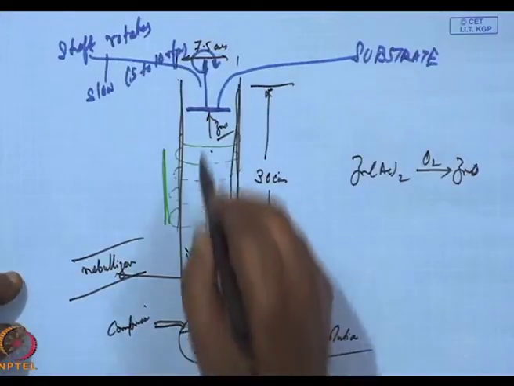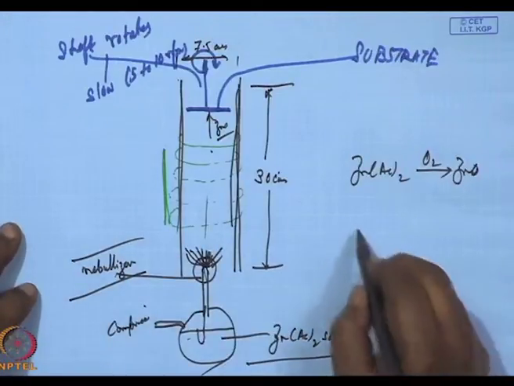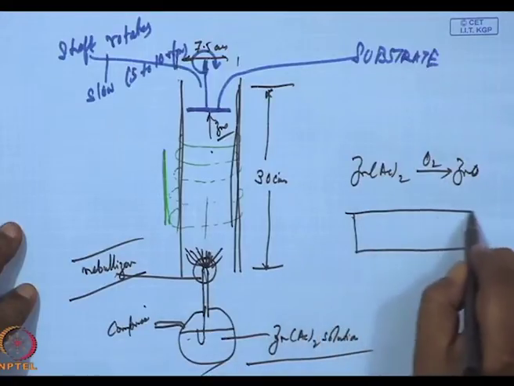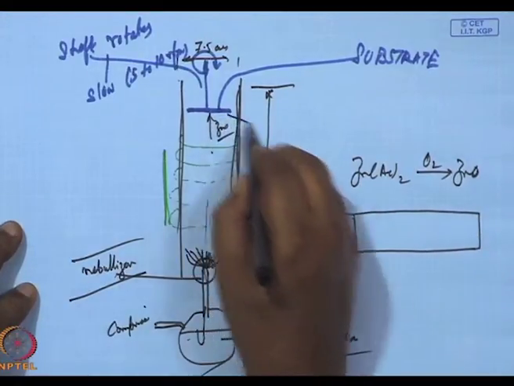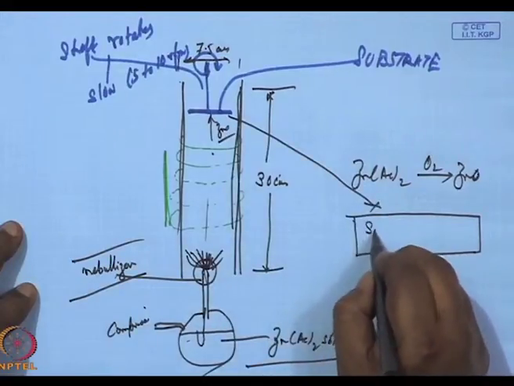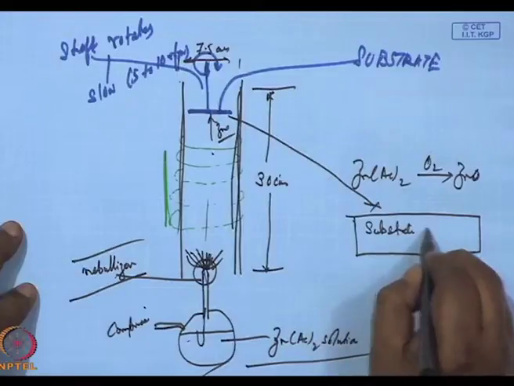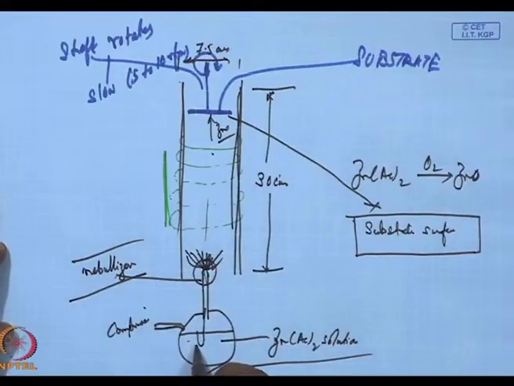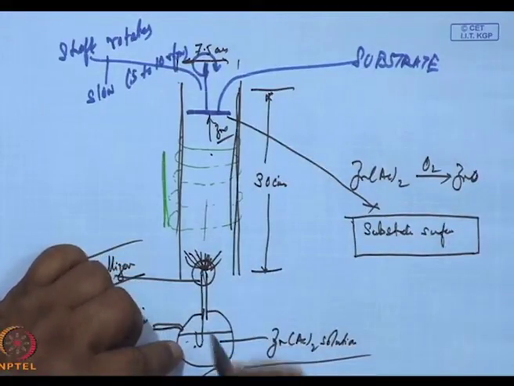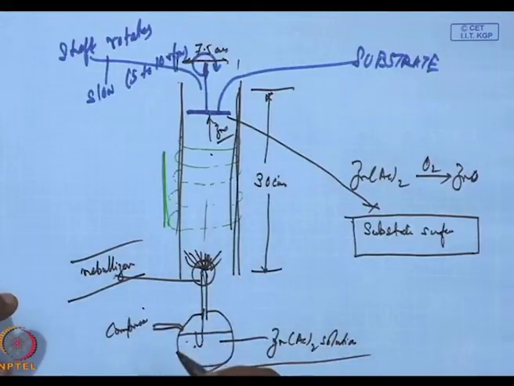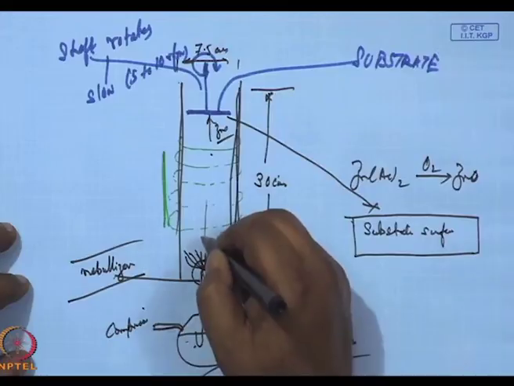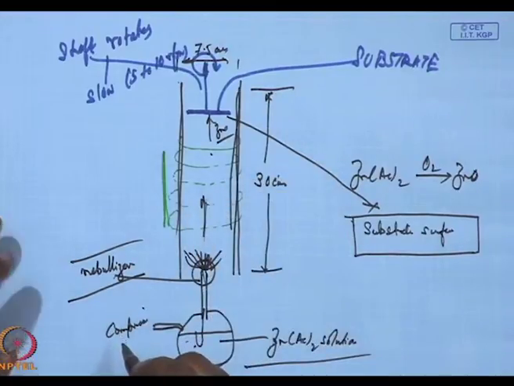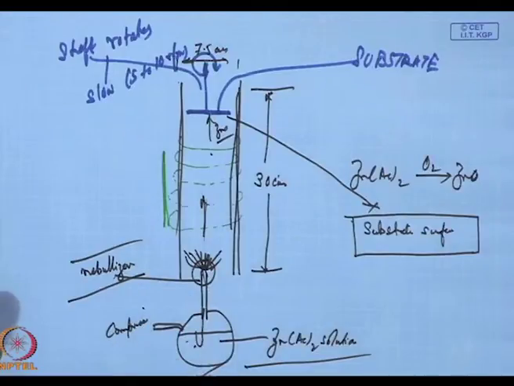Now here on this particular substrate surface, if I draw the substrate surface in a very magnified scale, this is the substrate surface. As you are applying pressure to this nebulizer, the nebulizer emits a spray of zinc acetate solution which gets into this hot zone, and we know at what temperature zinc acetate decomposes to give you zinc oxide.